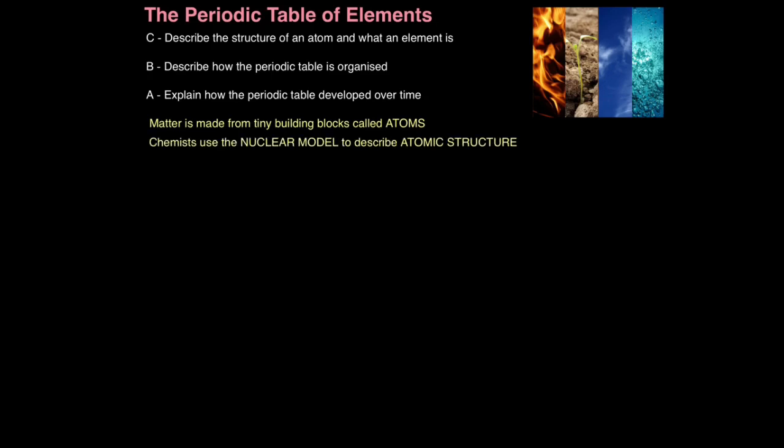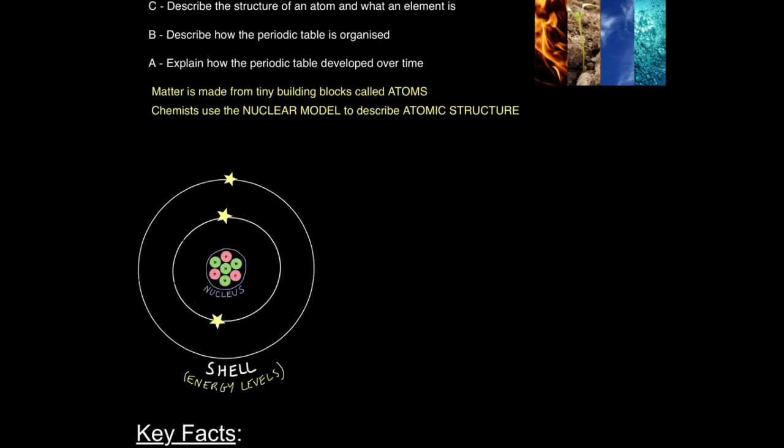And chemists today use the nuclear model to describe atomic structure. There are also other models that detail how matter may be put together. For example, you may have heard of the string theory. But most chemistry observations do follow the nuclear model, and it's very easy to understand. So, what is it all about? Well, the nuclear model goes as follows.